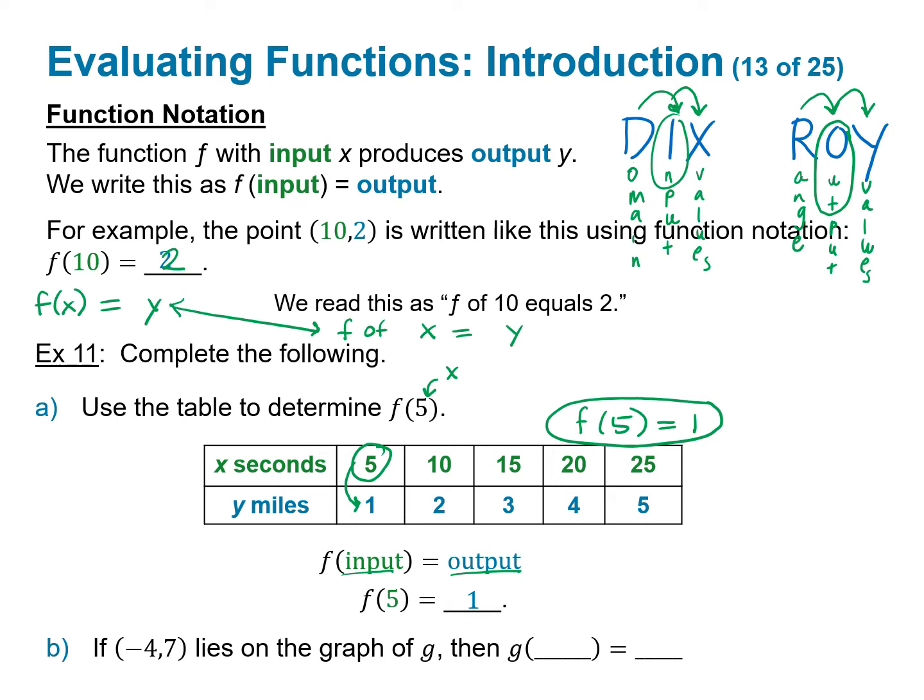Part B. If (-4, 7) lies on this graph, then how could we write it as a function? Which one of these values is your x value? Negative 4 is x, 7 is y. So f of x, which in this case is negative 4, equals output y, 7.